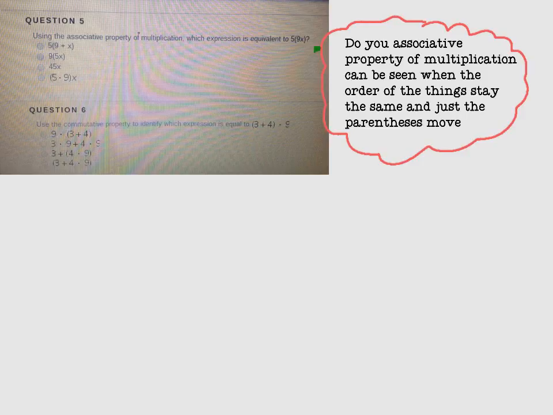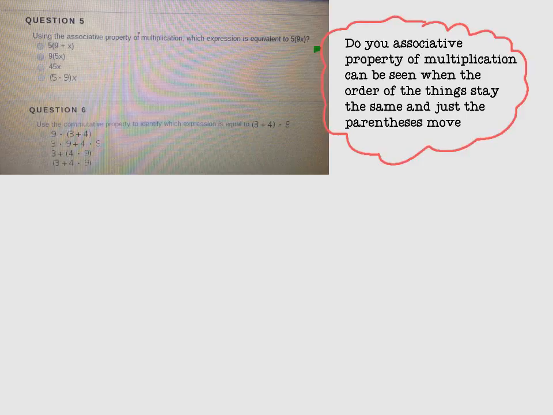The associative property of multiplication can be seen when the order of the things being multiplied stays the same, and the only thing that's different is that the parentheses move. So look at the first one. You started off with 5(9x), and the 9x is being hugged in the parentheses. Look for something that still has 5, 9, x in that order and just the parentheses moved. It can't be the first one, there's a plus sign, and this is all about multiplication.